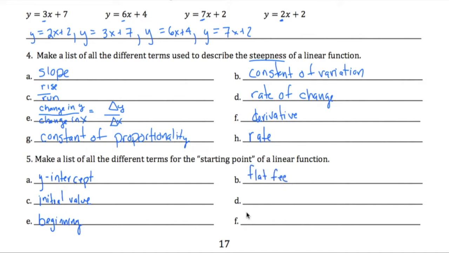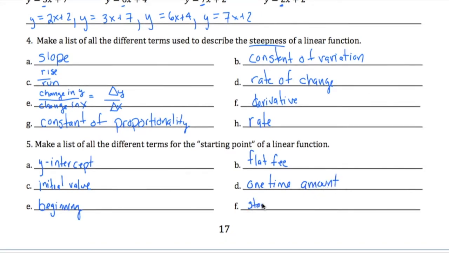Another thing might be a flat fee. So if there's some sort of charge on something, the flat fee is your starting value. That might be a one-time amount, where it's not necessarily a fee, but it's something that happens once in the function, not over and over again. And lastly, a starting point, an original amount, any of these kinds of ideas would be talking about a y-intercept.